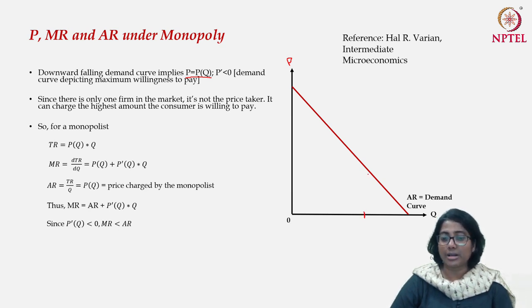So if this is the demand curve, the consumer will say, okay, I'll go up to here, this point, and this is the amount of price I'm willing to pay at max. If you charge me a price which is more than this, then I'm not going to buy your product, right? So the demand curve also represents the maximum willingness to pay that the consumer has.